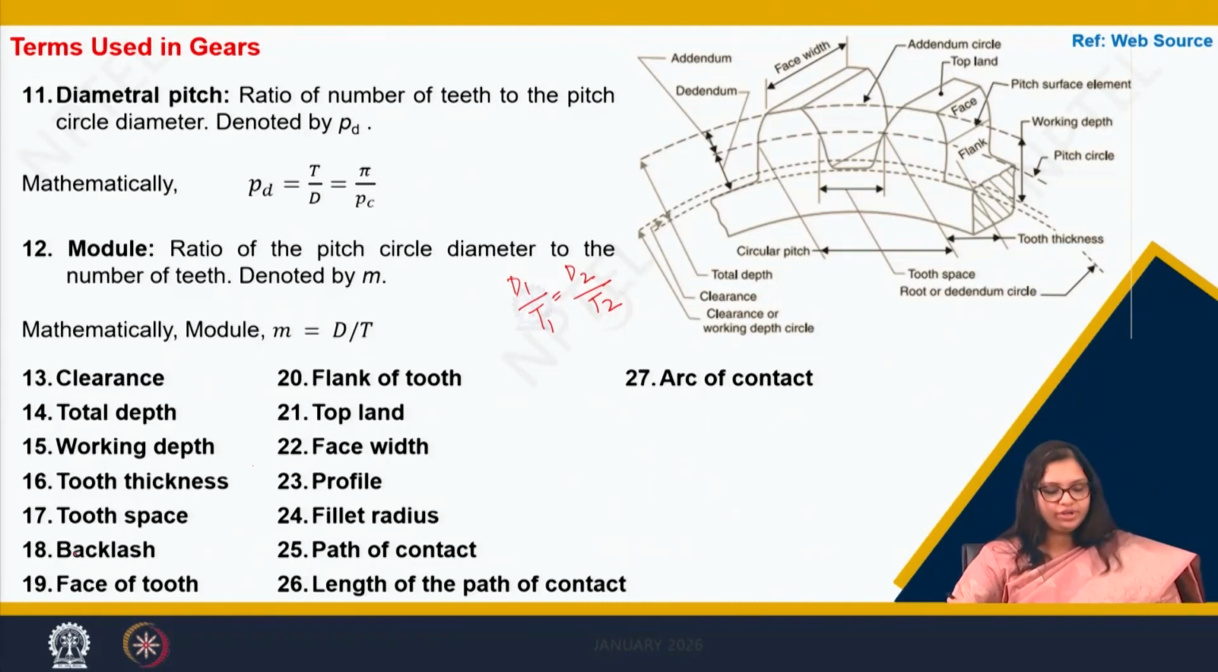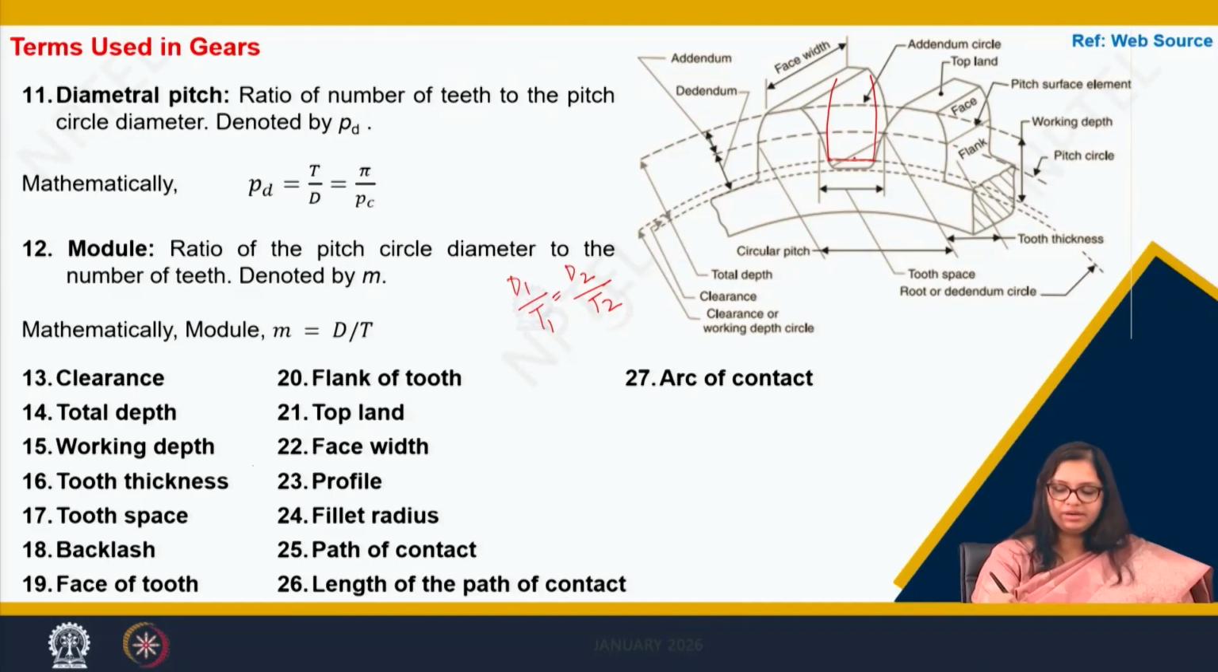Now when we talk about the clearance, what do we understand here is, let's say there is one tooth, and another tooth which is in mesh with this tooth of the first wheel.